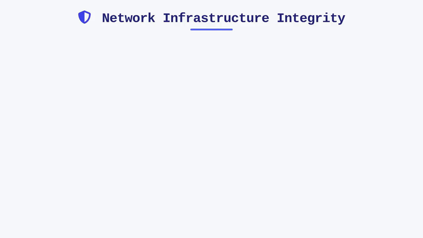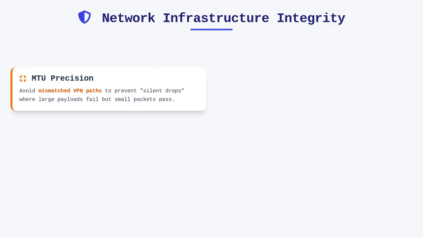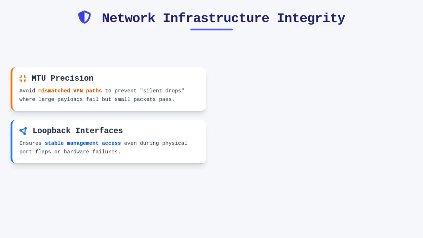The precision of these configurations determines the overall visibility and integrity of your security posture. If your MTU settings are mismatched across a VPN path, you will encounter inexplicable connectivity issues where small packets pass while larger payloads are dropped, creating a nightmare for troubleshooting. Furthermore, using loopback interfaces for management traffic ensures that even if a physical port flaps or fails, your administration platform can still reach the firewall via a stable logical IP.